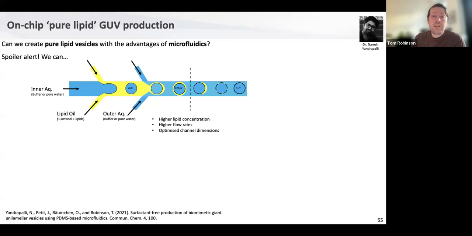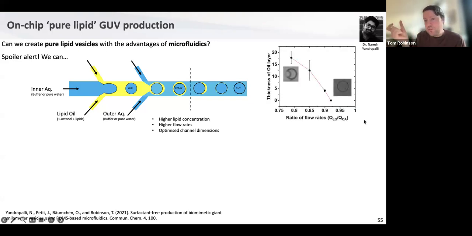This is our system, so it looks quite similar, but what you will see is that we just have buffers and pure water and oil and lipids, and that's it. We do this because we have higher lipid concentrations to stabilize our emulsions, higher flow rates, which let us form them quite nicely, and optimized channel dimensions, which I'll talk about later. So we can tune the flow rate ratios very carefully with our system.